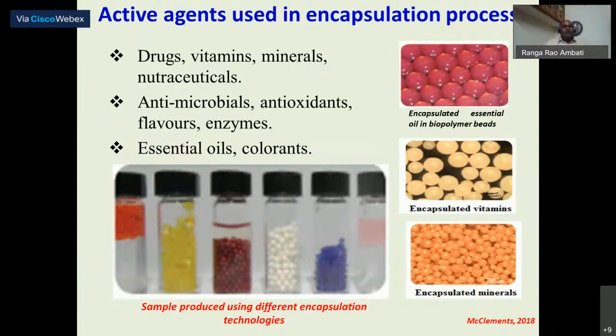And what are the active ingredients we are going to use in this encapsulation process? We are going to talk about metabolites, carotenoids, vitamins, minerals, drugs, nutraceuticals, antimicrobials, antioxidants, flavors, enzymes, essential oils, and coloring agents: beta carotene, astaxanthin, lutein, and others. On the right side, you can see encapsulated essential oil in biopolymers, encapsulated vitamins, and encapsulated minerals, samples produced using different encapsulation technologies. These are some of the images which I got from web sources. Next slide, please.